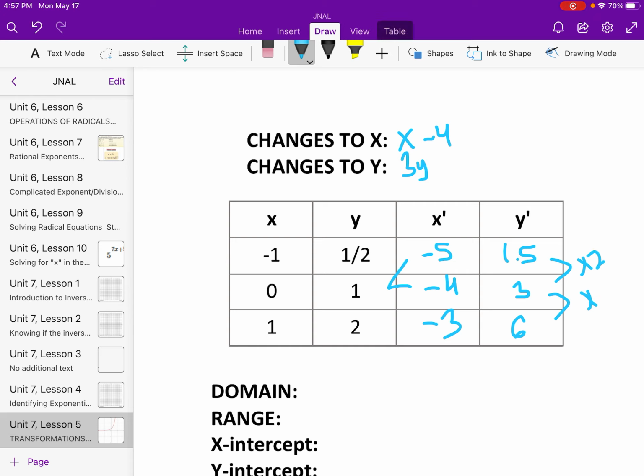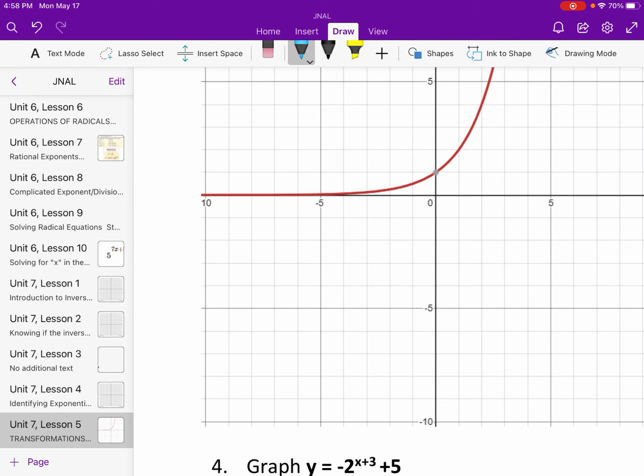So we have -5. We don't have any asymptote change this time. We have -5, -1.5. Wait, what? Not -1.5, positive 1.5. Sorry, that happens because I have to write a certain way. Okay, -4, -3, or +3. -4, 3. And then we have -3, 6.